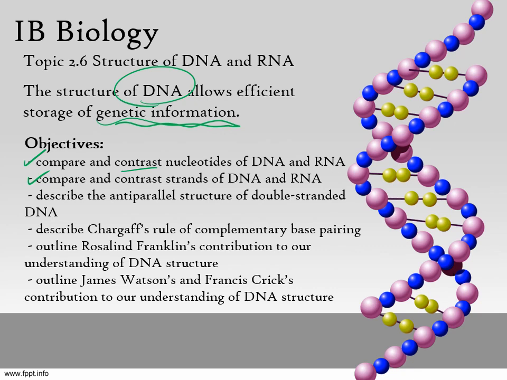Both have sugar phosphate backbones, but DNA is double-stranded and RNA is most of the time single-stranded. We talked about anti-parallel structure. Remember that we have the 5' carbon next to the phosphate group. 3' carbon is the other end. But when we're looking at our double-stranded DNA, we have 3' next to the 5' and 5' next to the 3'. Chargaff was the guy who figured out that A's and T's go together and C's and G's go together. Rosalind Franklin took that amazing picture that was used without permission by Watson and Crick, and that's how we know that DNA is a double helix.